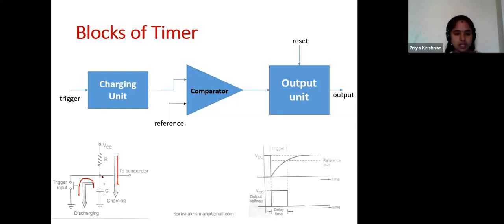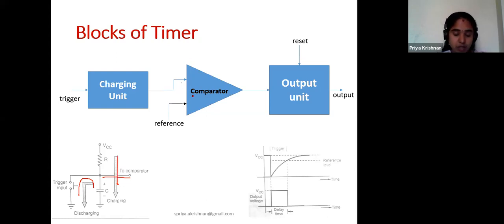Then the same signal, the capacitor voltage, is applied to my comparator. The capacitor voltage here is applied to my comparator. The capacitor voltage, what I give as output here, will be available at this point, and this point and this point will now be compared by the comparator.